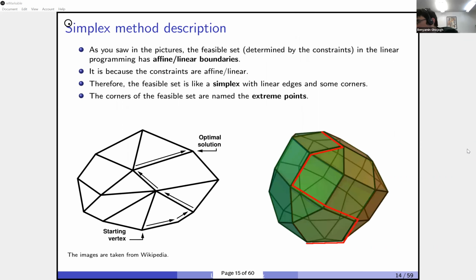Now let's go to the simplex method. As we saw in the pictures, the feasible set determined by the constraints in linear programming has affine or linear boundaries, right? It's because the constraints are also affine linear. This is the reason. Therefore, the feasible set is like a simplex, or you can see it as a polyhedron. So this is called a simplex or a polyhedron.